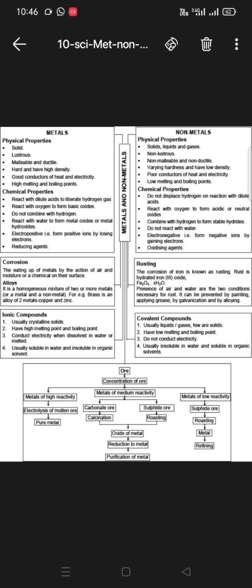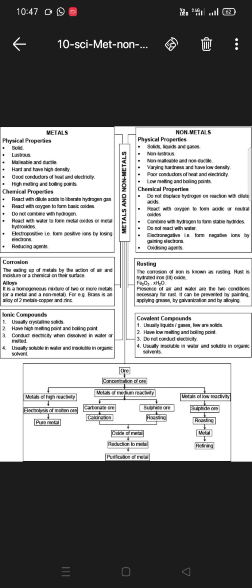Metals are good conductors of heat and electricity, and they have high melting and boiling points. So this is a differentiation between metals and non-metals. Keep in mind, children, all the positive properties belong to metals: they are ductile, lustrous, sonorous, malleable, good conductors, and they have high melting and boiling points. Whatever positive points there are come under the category of metals.